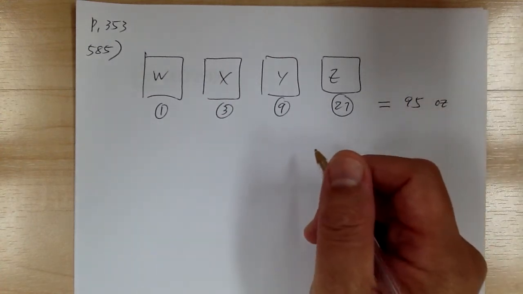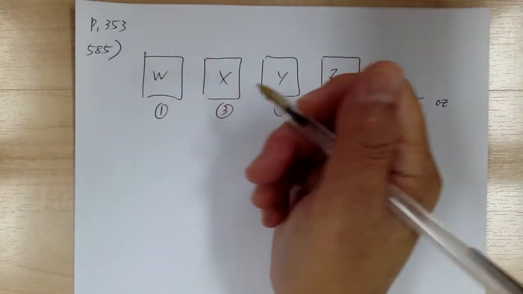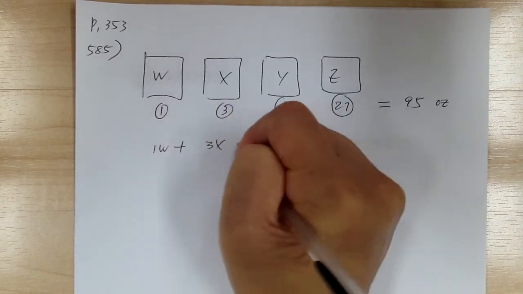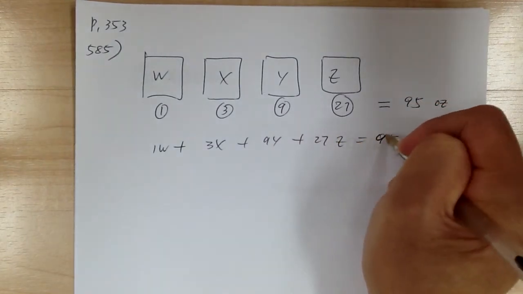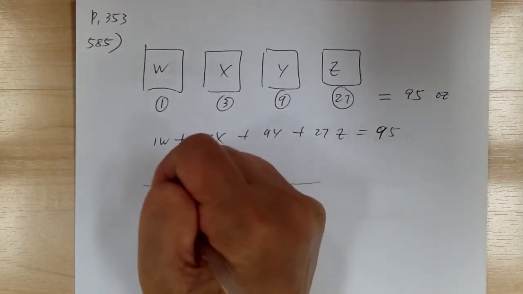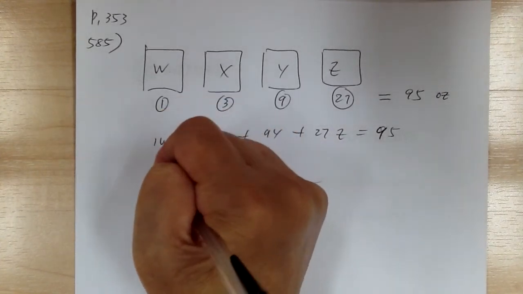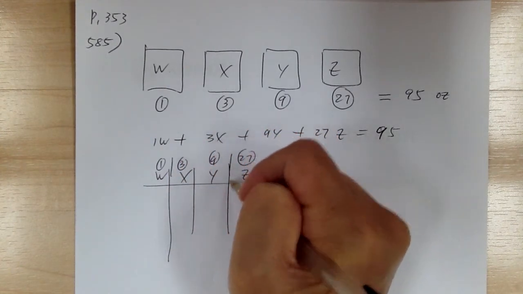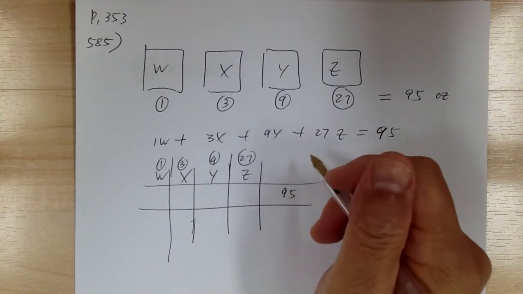Determine the weight of a coin from each of the 4 bags. So in this case, you take one from here, so it'd be 1w plus 3x plus 9y plus 27z is equal to 95. That's your formula. Then you can make a table and do trial and error: w, x, y, z. Again, you get 1 from here, 3 from here, 9 from here, 27 from here, and this has to equal a total of 95.